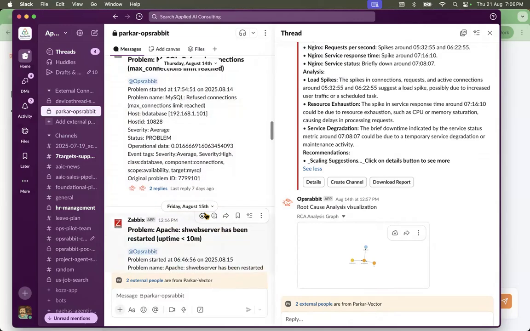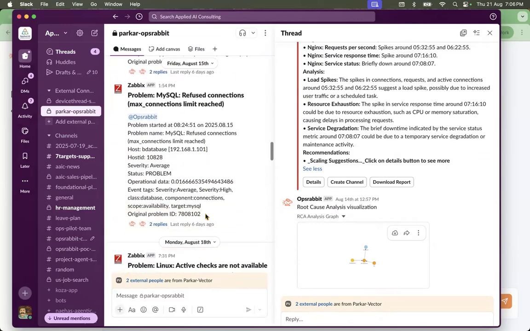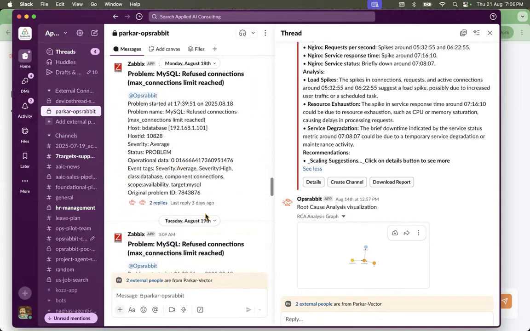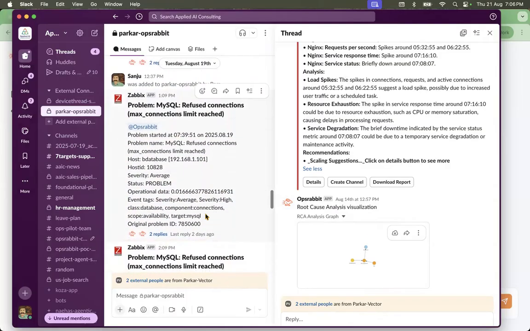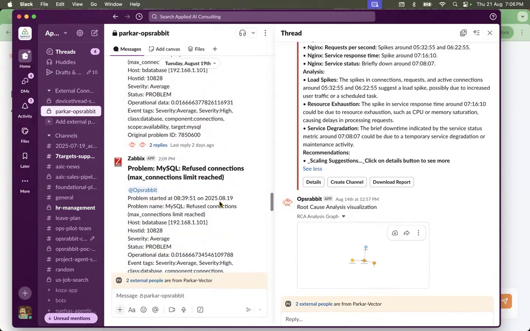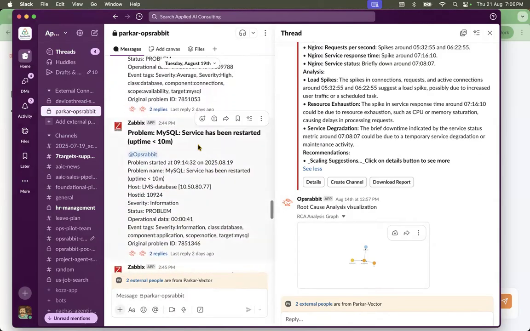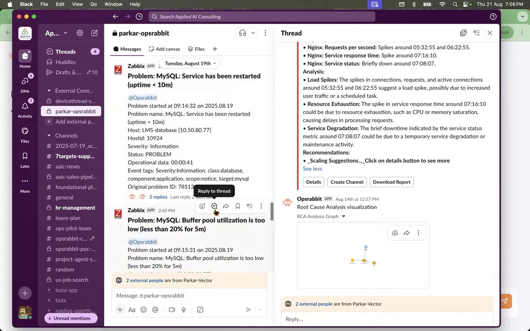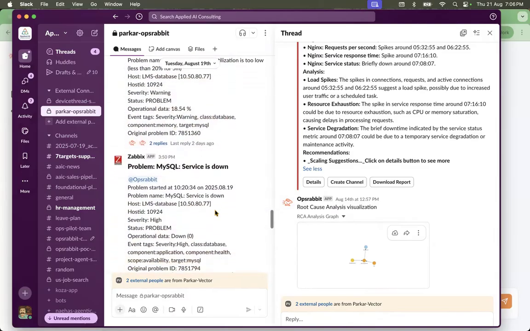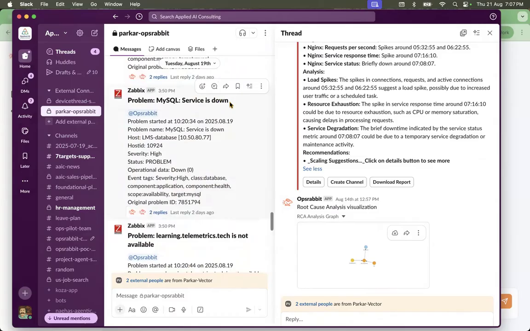So let me skip to something recent. So MySQL refused connections, right? So let's look at one of these. Service has been restarted. Any issue that you see, generally it will. Service down is a big one that really many people are concerned about. If service is down, it's really a big issue. So let's look into this.